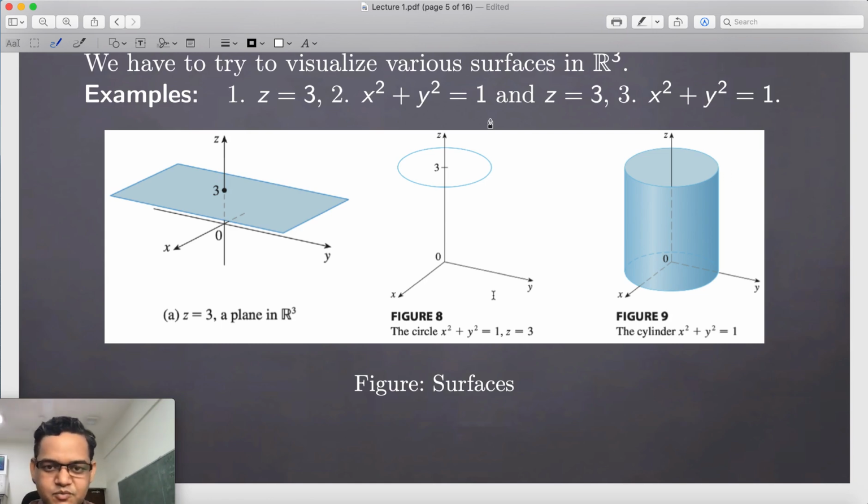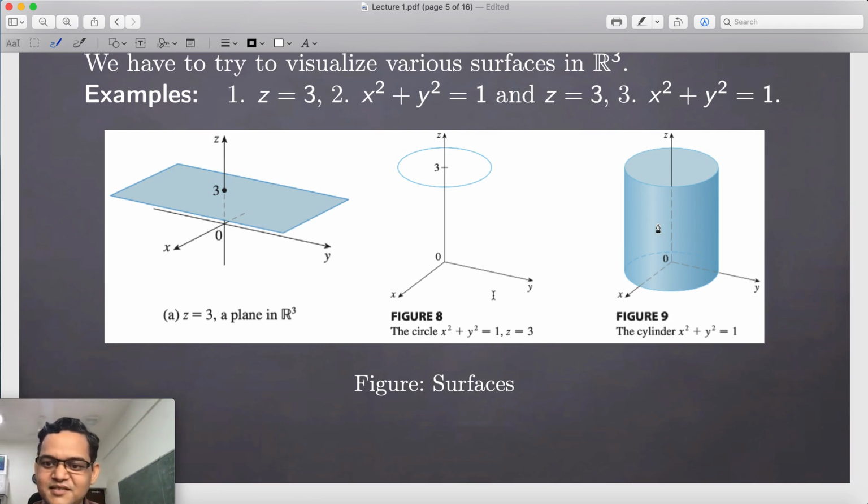So we have these two relations here, x square plus y square equals 1 and z equals 3. z equals 3 is going to decide the z coordinate, and x square plus y square equals 1 is basically telling us a relation in the x and y coordinates. So this circle is at the height z equals 3. In the next example, I have removed z equals 3. So now you are going to see the same circle at every height.